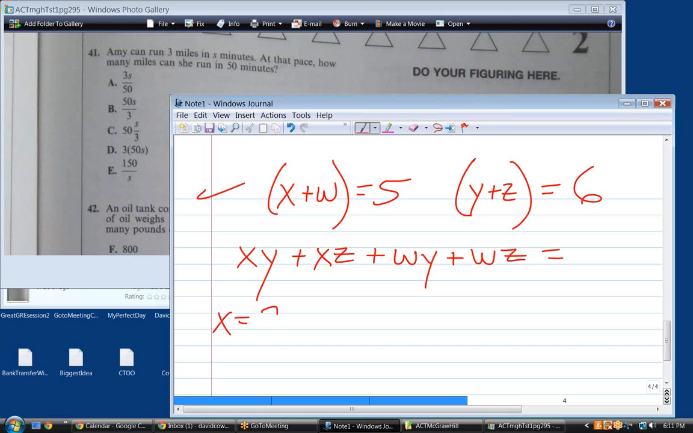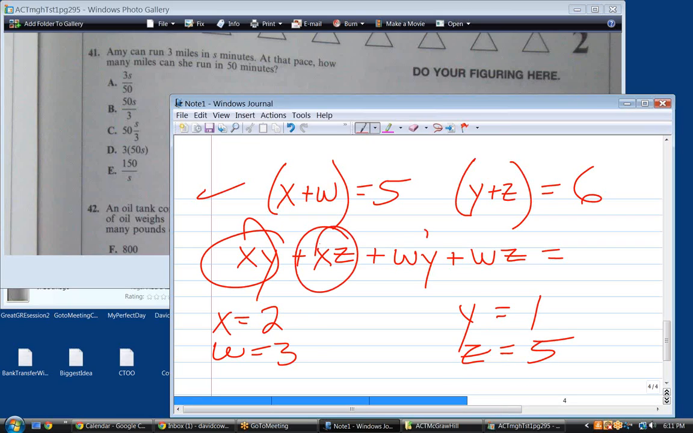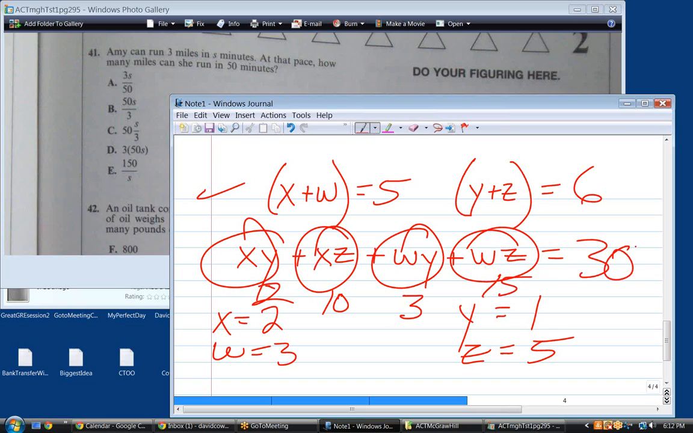So 2 and 3. Give me a y and a z. 1 and 5. Now plug in those values and see what that equals. X times y equals 2. X times z equals 10. W times y equals 3. And w times z equals 15. Those four numbers add to 30. And that was the answer.